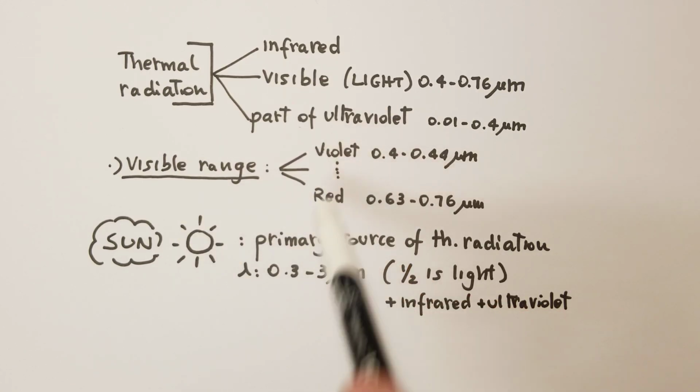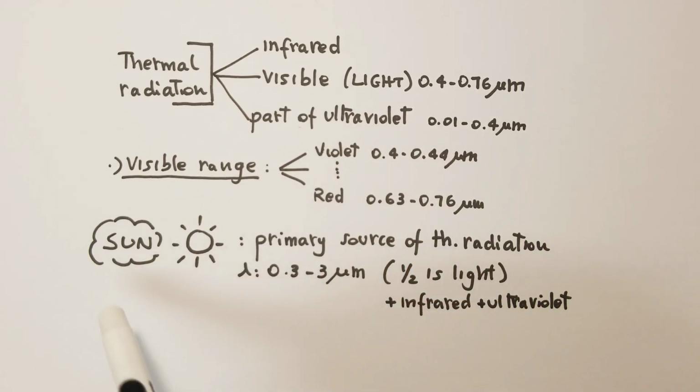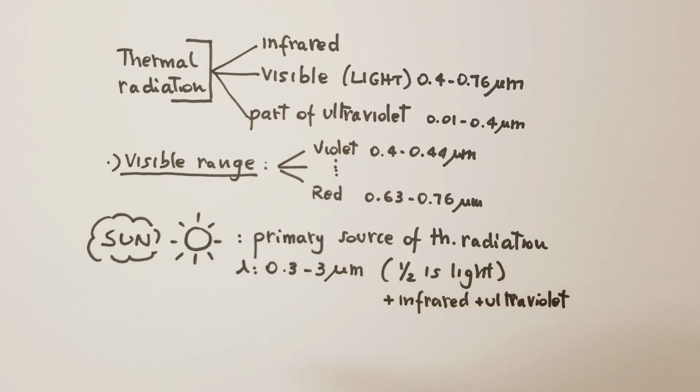range into different colors. And the sun is considered, of course, the primary source of thermal radiation, and the electromagnetic waves emitted by the sun are in this range, so 0.3 to 3 microns. About half of the electromagnetic spectrum emitted by the sun is light, and the rest is shared between the infrared part of the spectrum and ultraviolet.